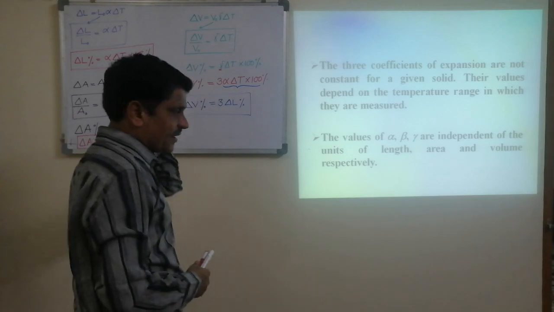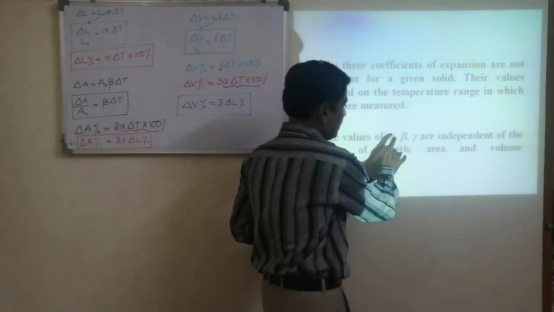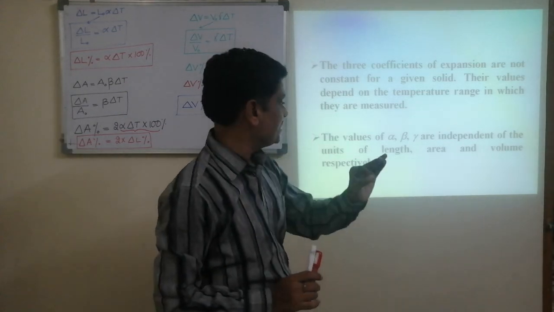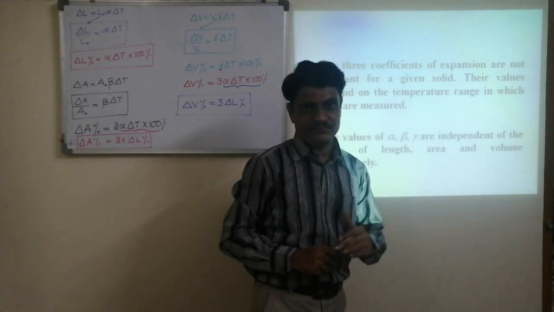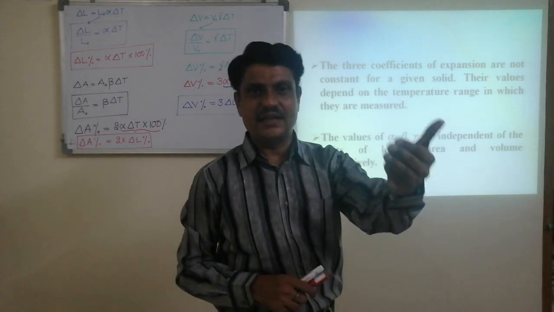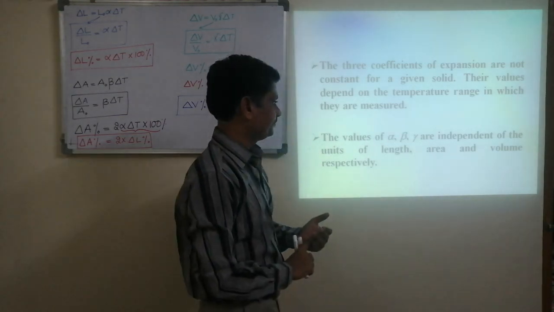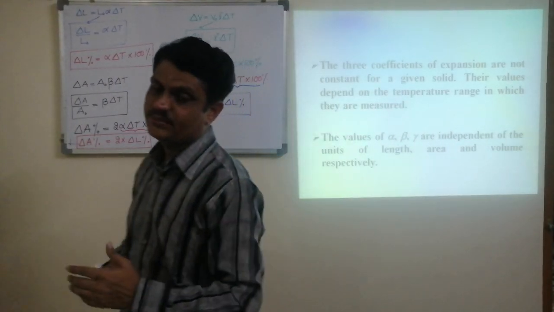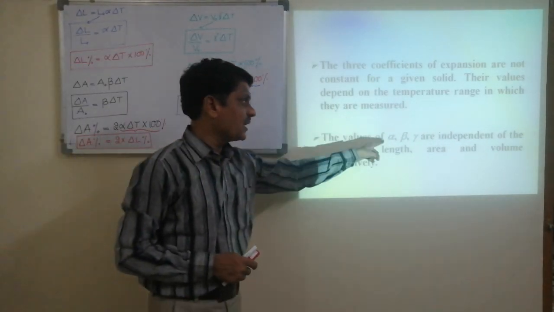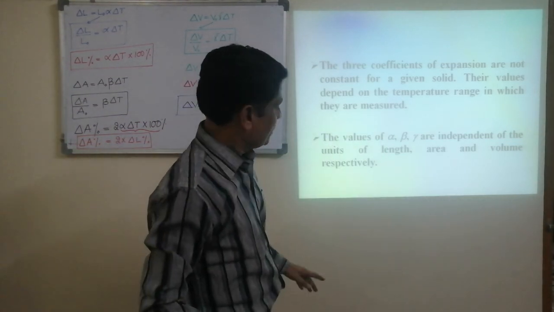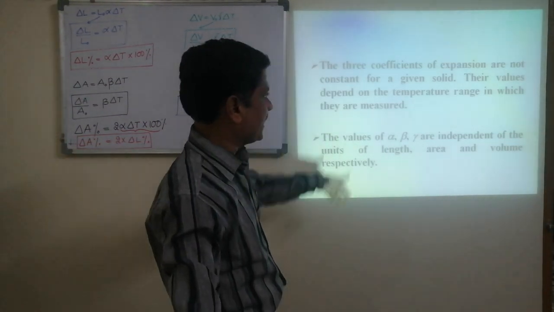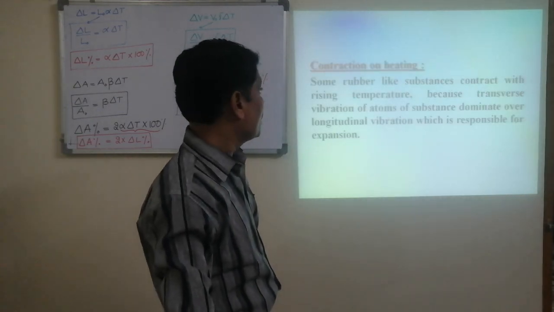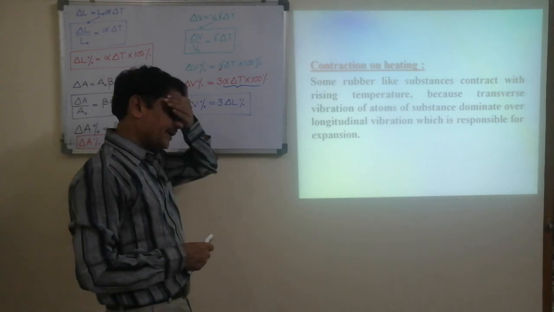Remember one more thing: the values of alpha, beta, gamma are independent of units of length, area and volume. Whether you take the length in meters, centimeters or millimeters, the value of gamma remains the same. So you have to remember this. Pause the screen and note down these important points. It is also very important.